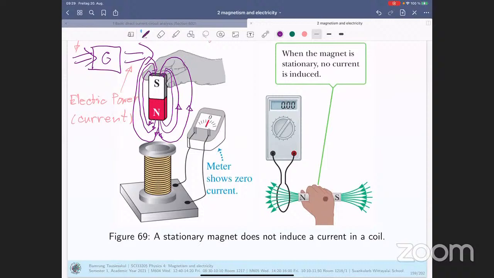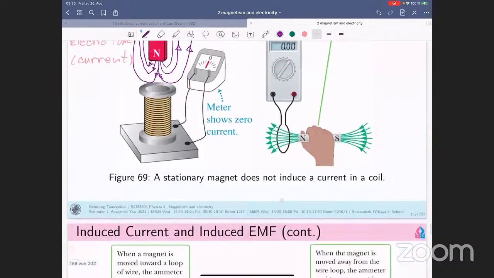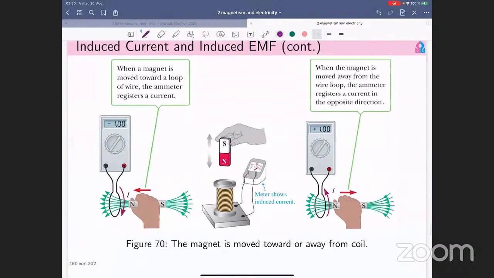If you just lay your hand like this and there's no movement, your hand just stays at the same position, nothing is going to be observed on the monitor of the multimeter. You can see 0.00 ampere in this scenario. That's the first state: when there is no movement, there is no induced current.